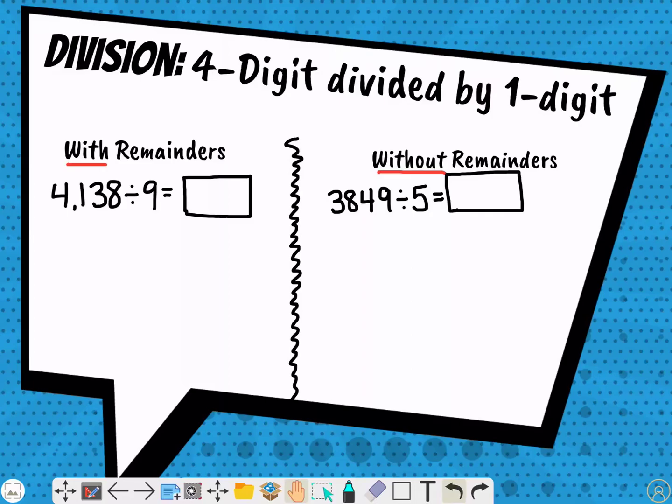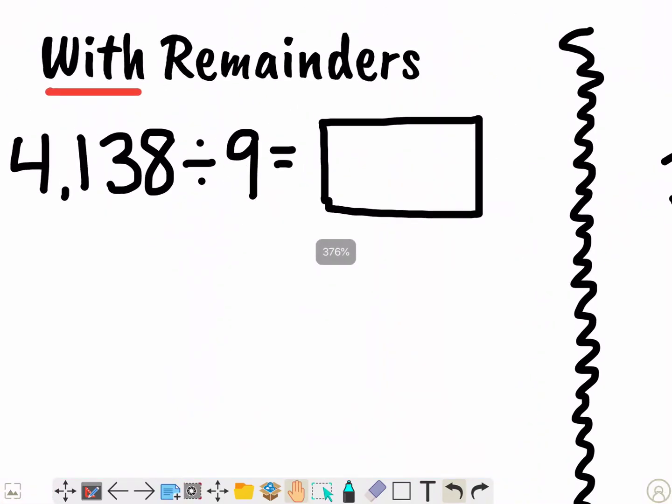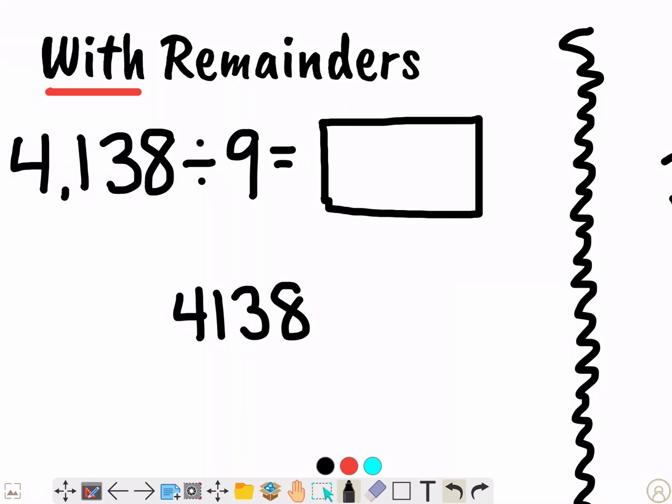When talking about 4-digit by 1-digit divisors, it's going to be very similar to the 3-digit by 1-digit divisors. The only thing that's going to be bigger is your actual answer because you're starting off with a bigger number. So let's say you had 4,138 and you're dividing it by 9. Your dividend is going to go inside the house, and your divisor, which is your second number, is going to go outside the house.